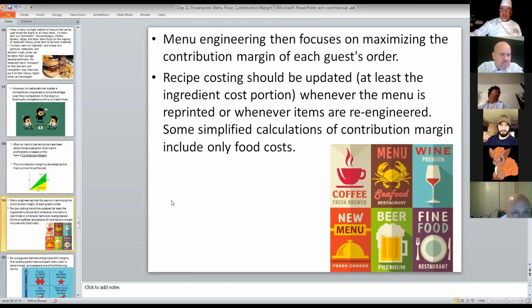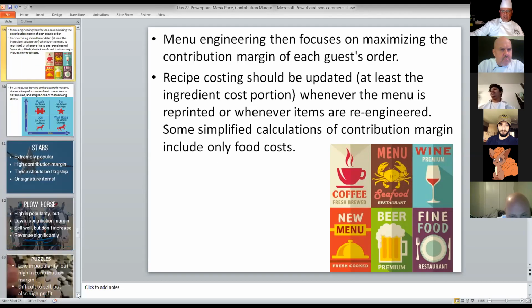Recipe costing should be updated, at least the ingredient portion cost, whenever the menus are printed or whenever the items are re-engineered. Some simplified calculations of contribution margins include only food costs. So when you change your menus, you can go ahead and recost the recipes again. Make sure you're in line with the price that you're paying.